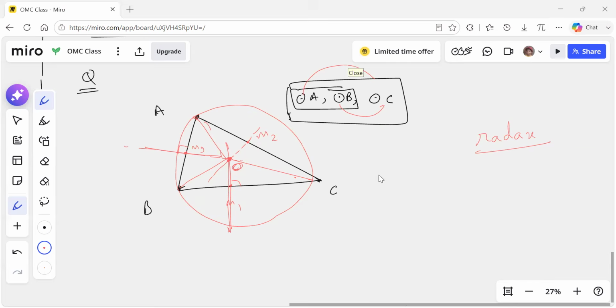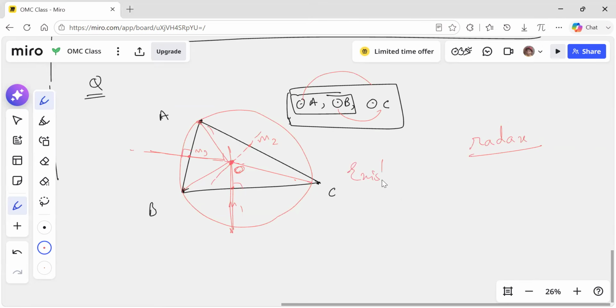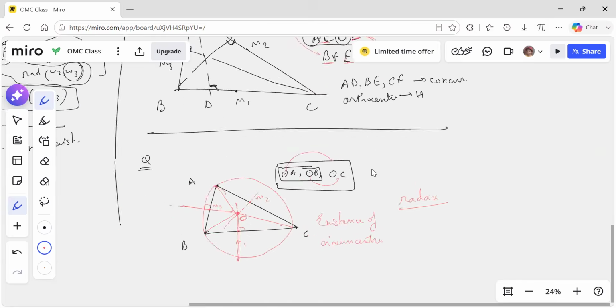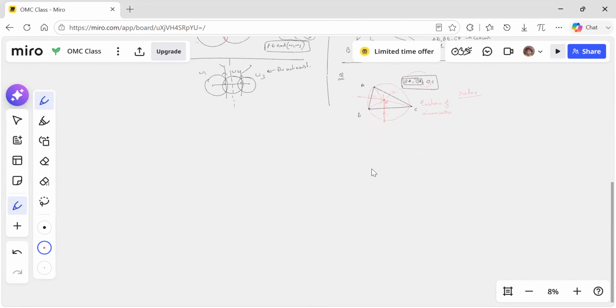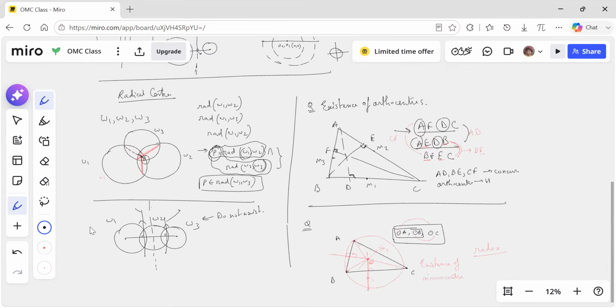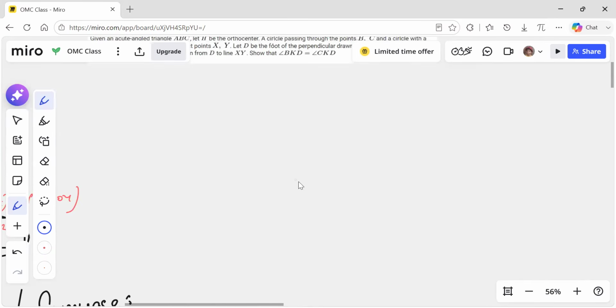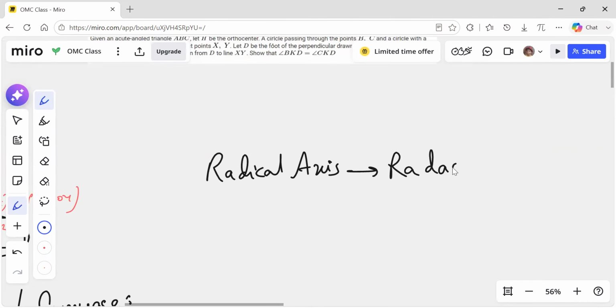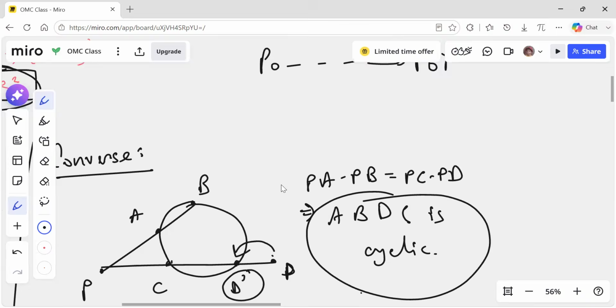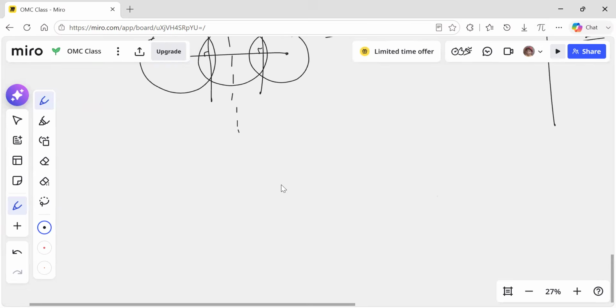Okay, so this was, let me just write it down: existence of circumcenter. Okay. Now let's look at some nice applications of POP. Again, let me write it somewhere. Radical axis is formally called radax. Power of point is formally called POP. Yeah, now application time.